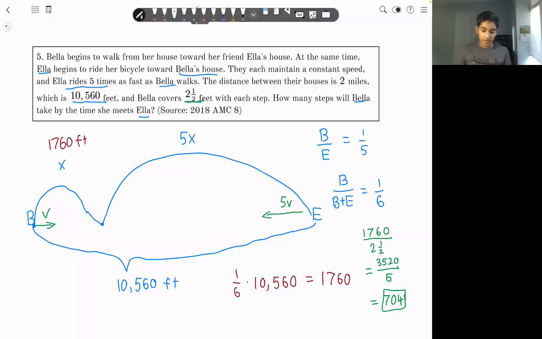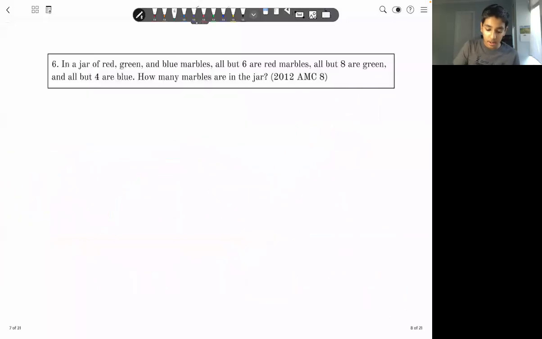So now we'll move on to number 6. This is a really interesting problem because it's phrased in an interesting manner. So I'll go over to the solution. In a jar of red, green, and blue marbles, all but 6 are red, all but 8 are green, and all but 4 are blue. How many marbles are in the jar?